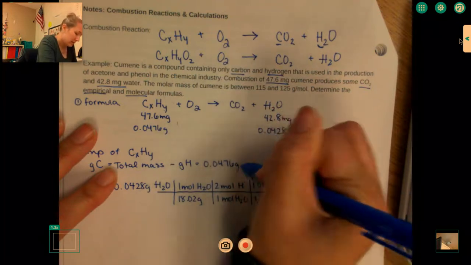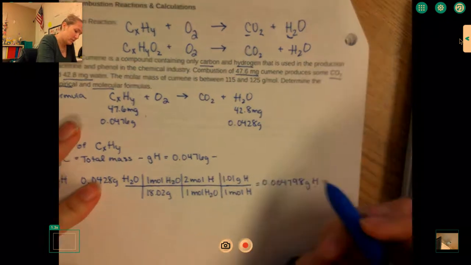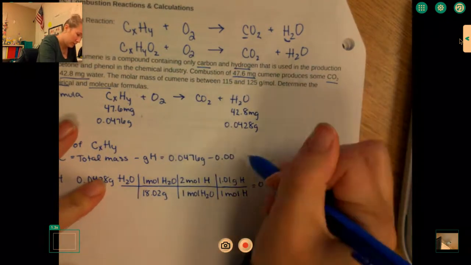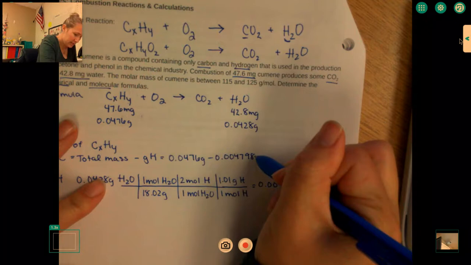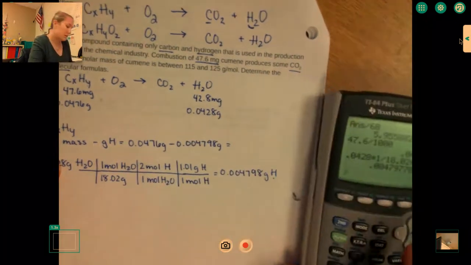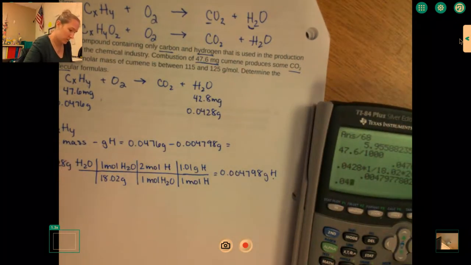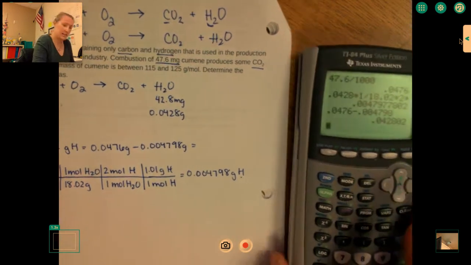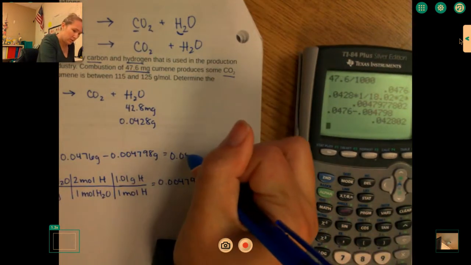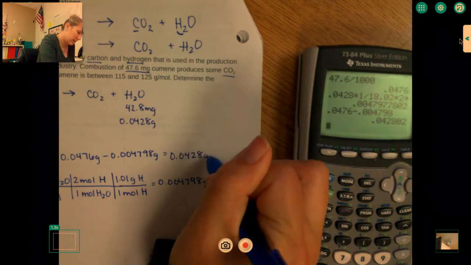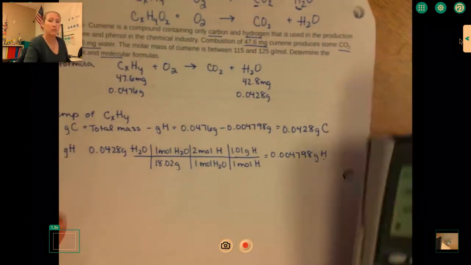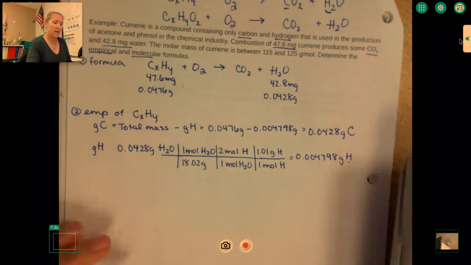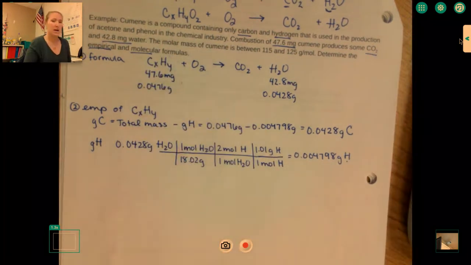0.0476 grams minus my mass of hydrogen, 0.004798 grams. So 0.0476 minus 0.004798. So that is my mass of carbon. 0.428 grams carbon. So now that I know the mass of each of the elements inside of my compound, I can now go about doing a regular empirical formula calculation.